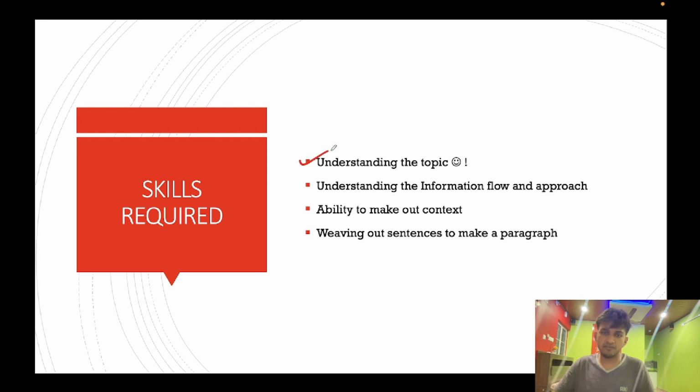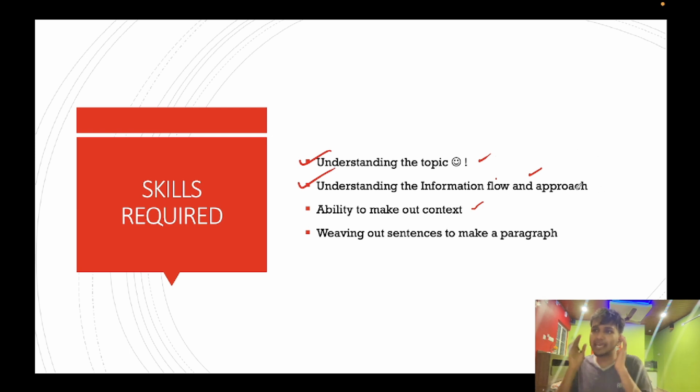Okay, so that is the first and the second topics. Now you need to have the ability to make out context. How do I put this in a more simple manner? When you come across a set of paragraphs, first you need to understand what this paragraph is talking about. That is understanding the topic. Then you understand the flow of information in the paragraph and how the paragraph is being approached. Then number 3, you need to make the context out of the topic and the information flow.